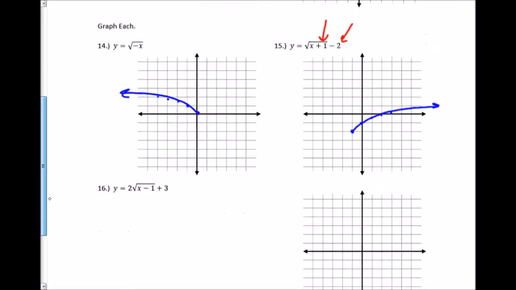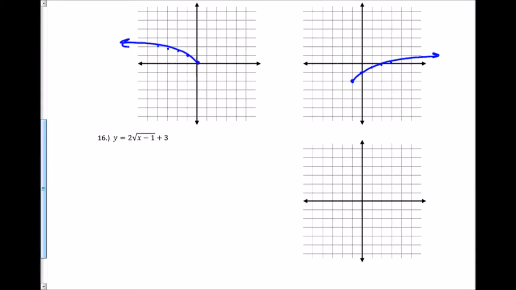Okay? The next one, or the last one rather, I'm doing the same thing here. If I look inside here, I'm going to move this to the right 1 and up 3. So my new vertex to the right 1 and up 3 is going to be right here. And then I have to look at what's on the outside here. This 2 means it's going to open up, and it's going to be stretched vertically, which means instead of going to this point right here, I'm going to double that height and put it here instead. Instead of going to the next point right here, I'm going to double that height and go up here.